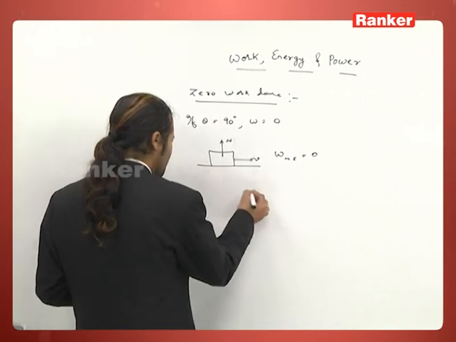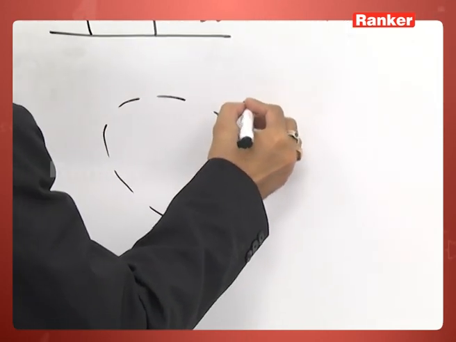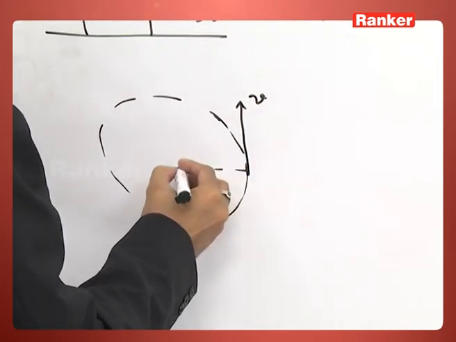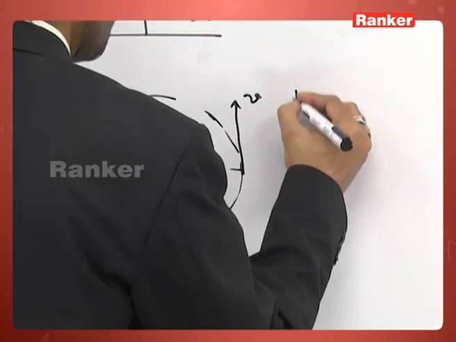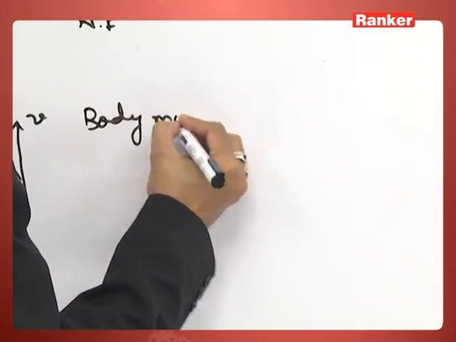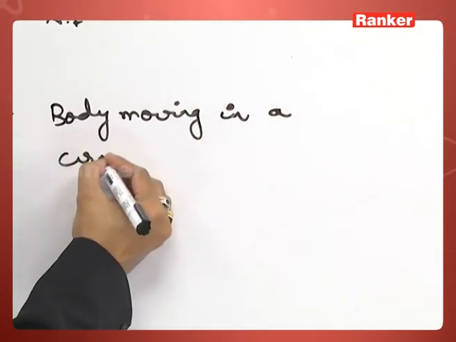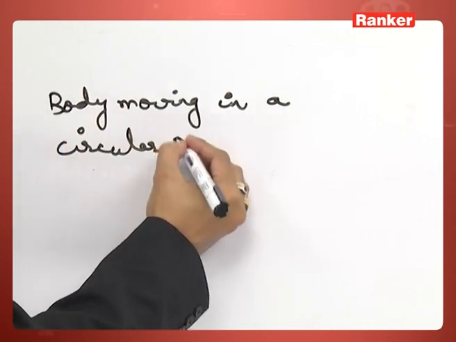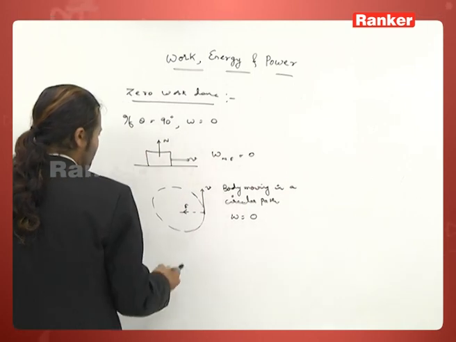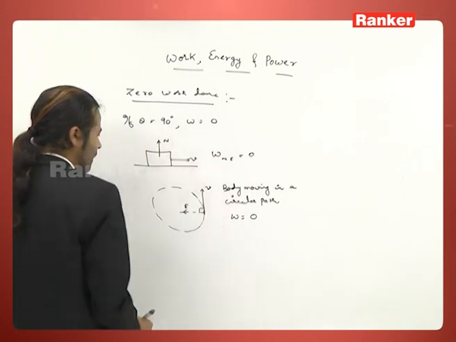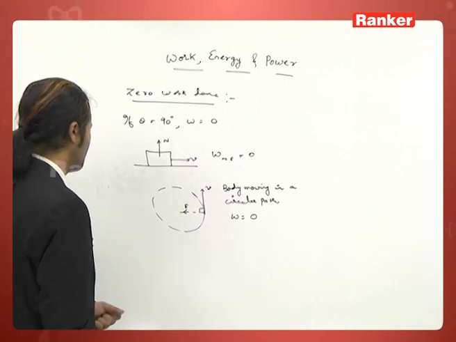Now here I can say a body moving in a circular path. The centripetal force is in this direction. So here body moving in a circular path. Work done is 0 because force vector and the displacement vector are making an angle of 90 degree. So work done is 0.